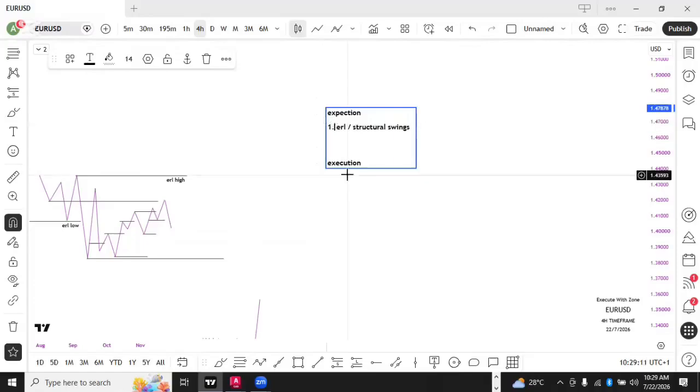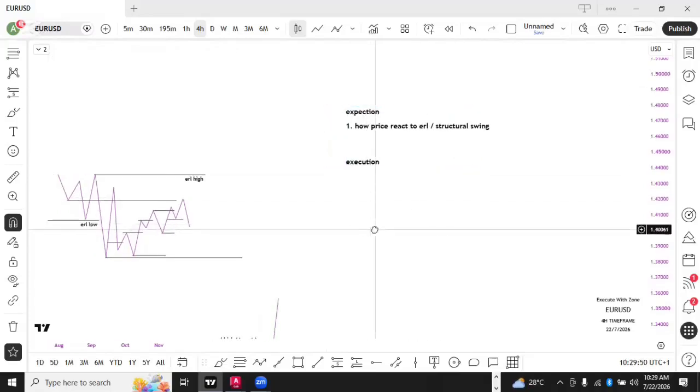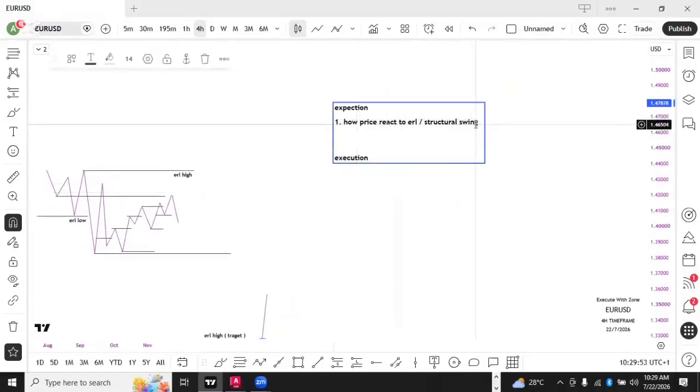And before you even get to this, there's something you need to do. This is 2. It's 1 now. I'm sorry guys, I did not write it there. First thing you need to do is you need to understand how market, or let me say price, sorry. First thing you need to know is you need to understand how price reacts to your external range high or external range low. And what is that reaction?